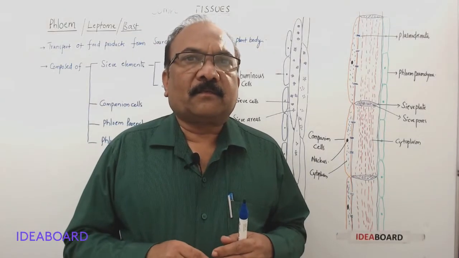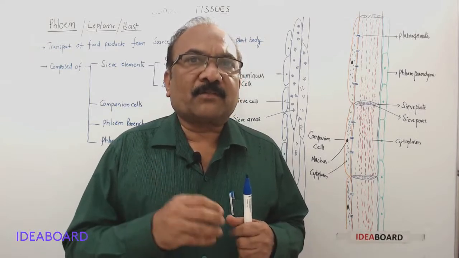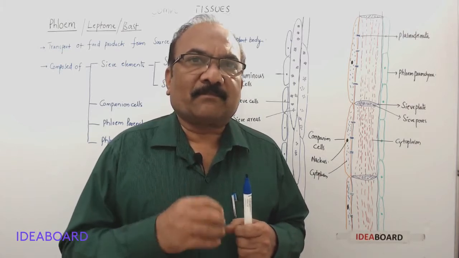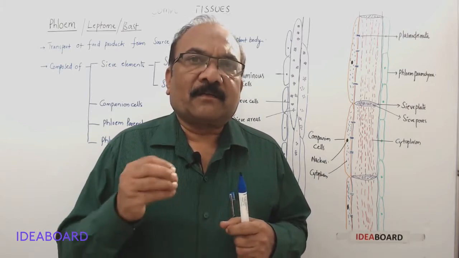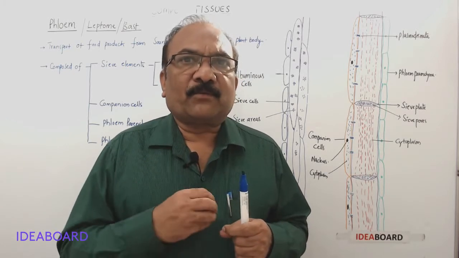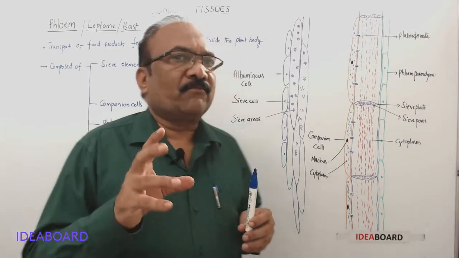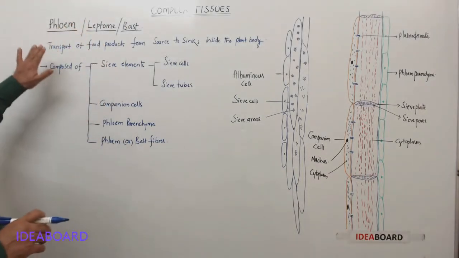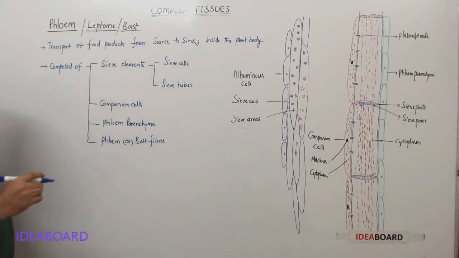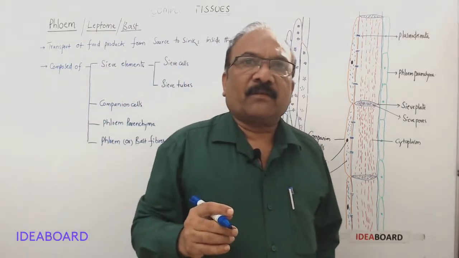Hello students. In this video we will continue with complex tissues. In the previous video we discussed xylem, the water conducting tissue. Now let us jump into the next complex tissue, that is phloem, which is a food conducting tissue. This phloem is also known as leptome or bast. Leptome or bast are the alternate names of phloem tissue.